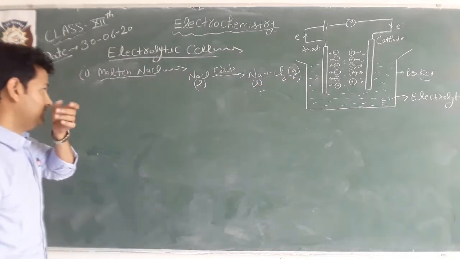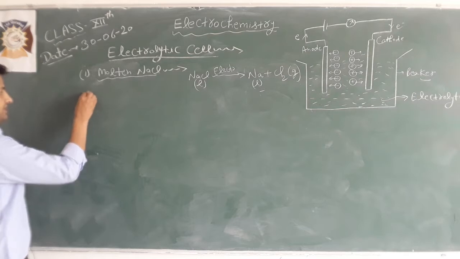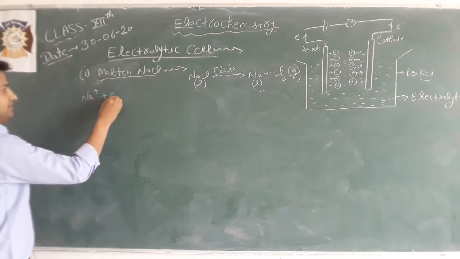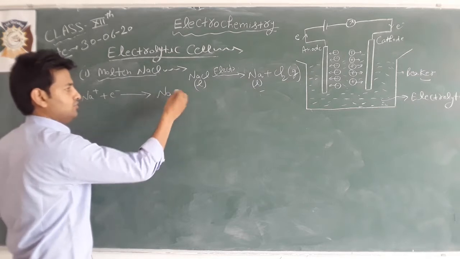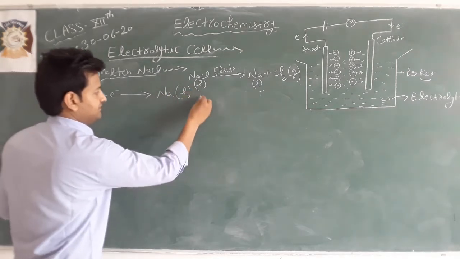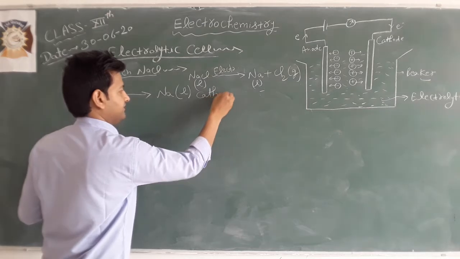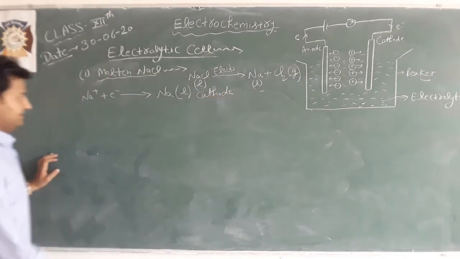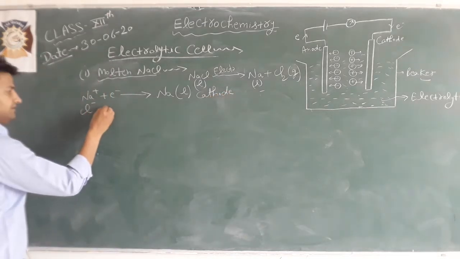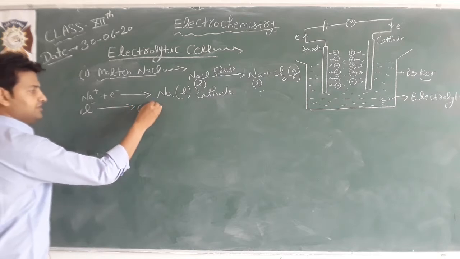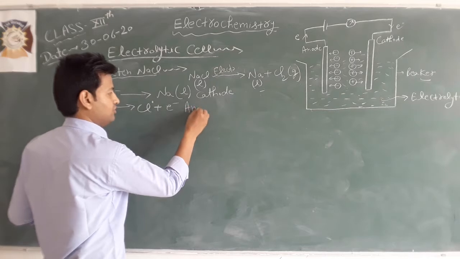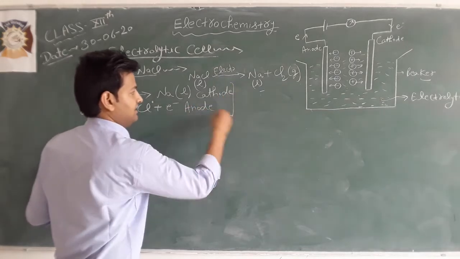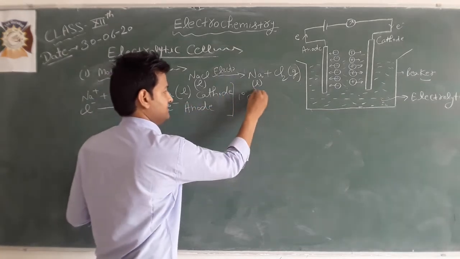How will it occur? NaCl converts into Na plus and Cl minus. At the cathode, Na plus acquires an electron and converts into Na. Reduction occurs at the cathode. Similarly, chloride Cl minus loses an electron and converts into a free radical. This occurs at the anode, oxidation. These are called primary changes.